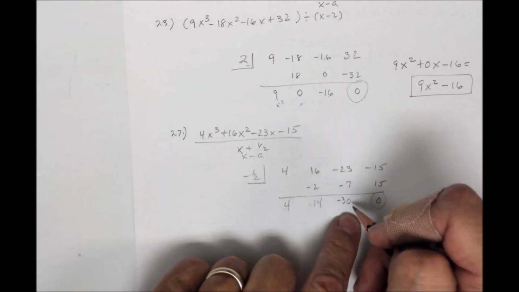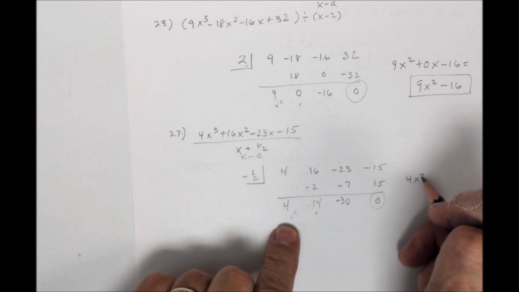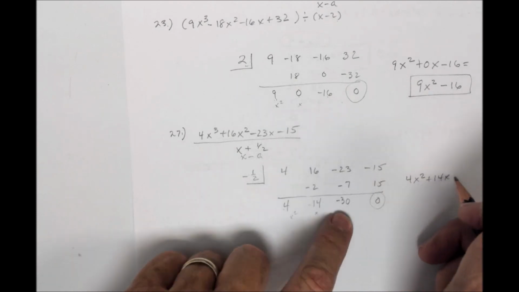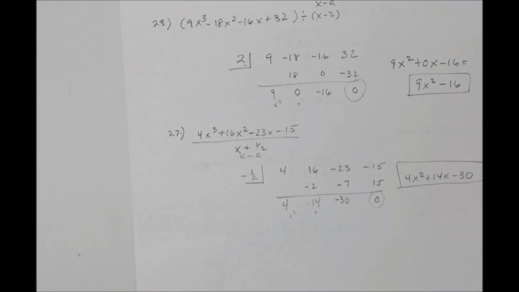So that's my constant. That's my x. That's my x squared. I have 4x squared plus 14x minus 30. The remainder is 0, so I don't have to write anything down. At least I don't think they want you to write anything down. Let's see. Nope, just divide using synthetic division, the directions. Okay, three more here.